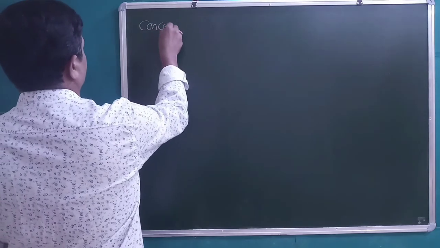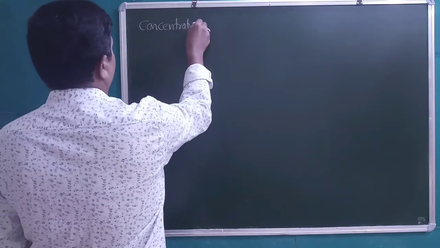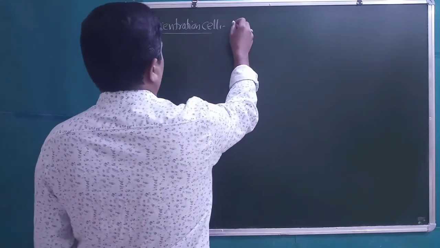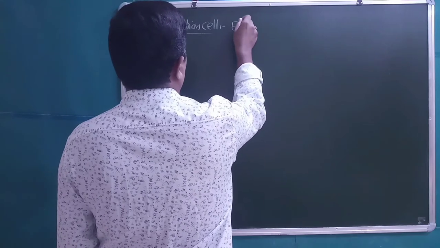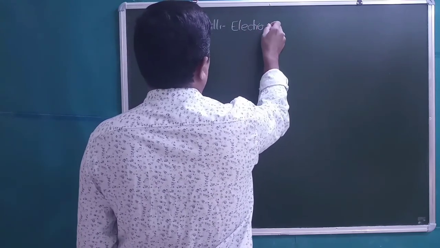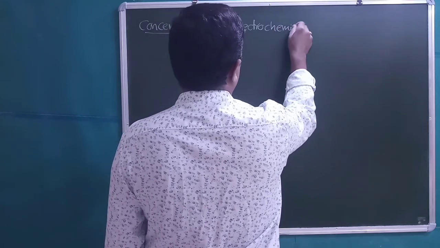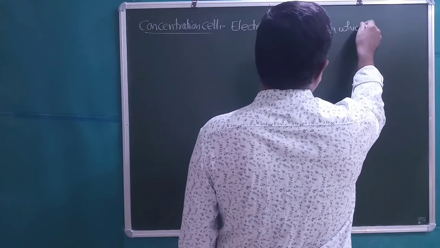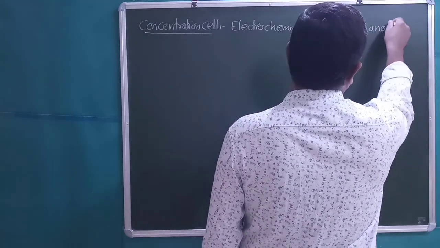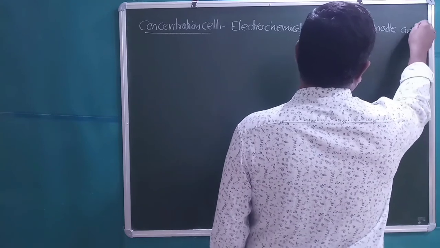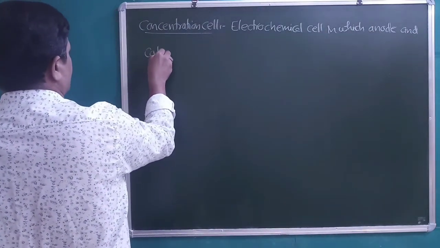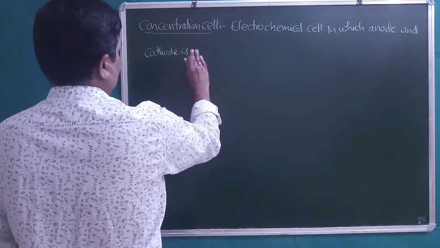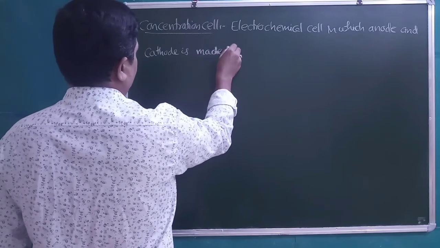Concentration cell: an electrochemical cell in which anode and cathode are made up of the same material.